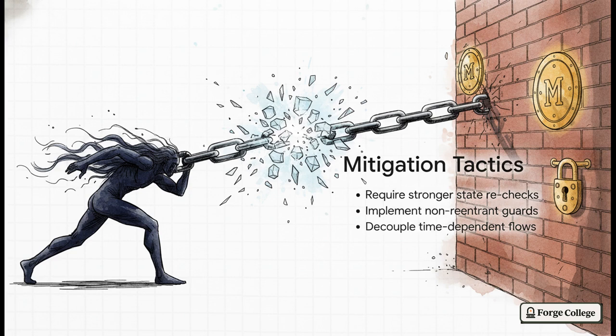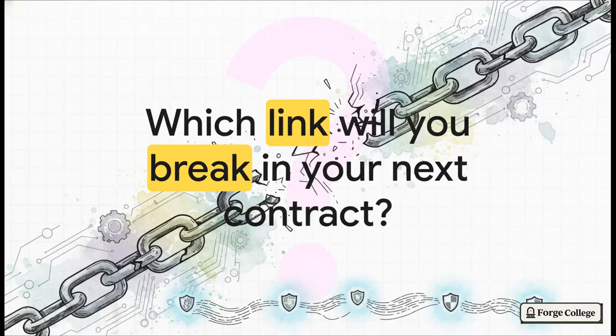You can do this by requiring stronger state rechecks. Don't just let execute trust the phase, make it verify it again. You can implement non-reentrant guards to stop the attacker looping back mid-execution. Or you can decouple time-dependent flows. Honestly, by applying just one of these fixes, the attacker's perfect sprint to that prop door ends with them slamming face first into a brick wall. Knowing how these chains work is what really separates average developers from top-tier security experts.